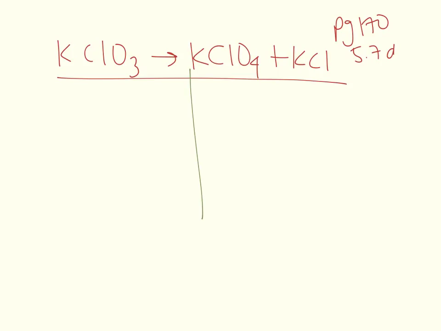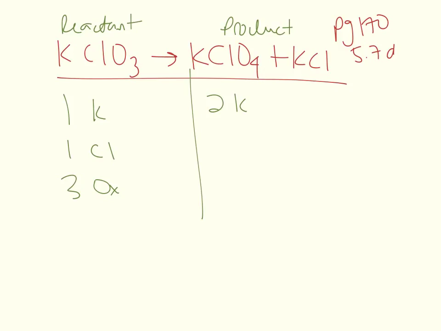of elements on both the reactant side, which is our left side, and the product side. So we have 1 potassium, 1 chlorine, and 3 oxygens. On the product side, we have 2 potassium, 2 chlorine, and 4 oxygens.